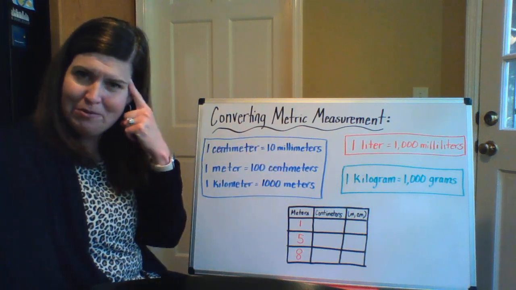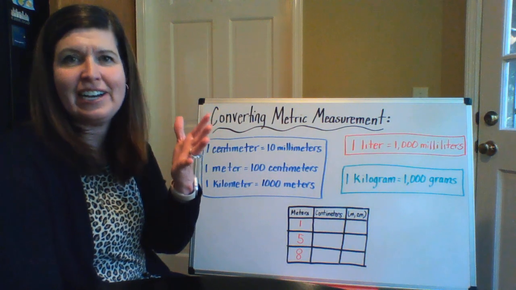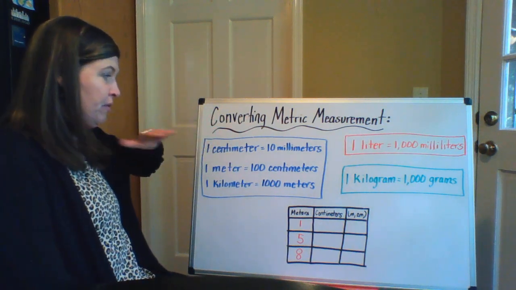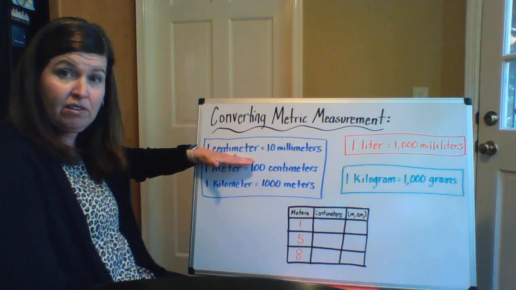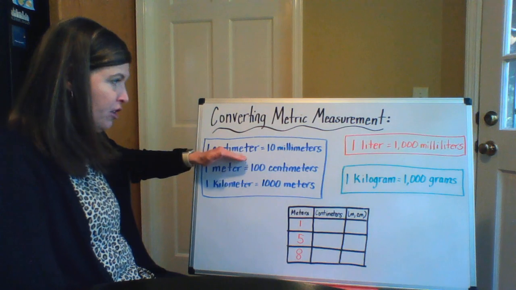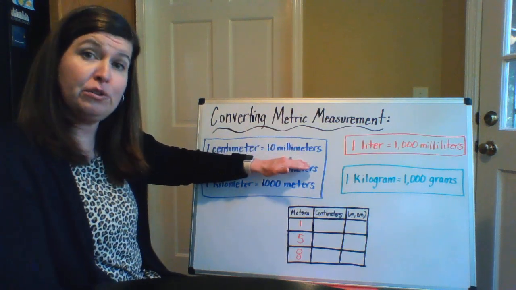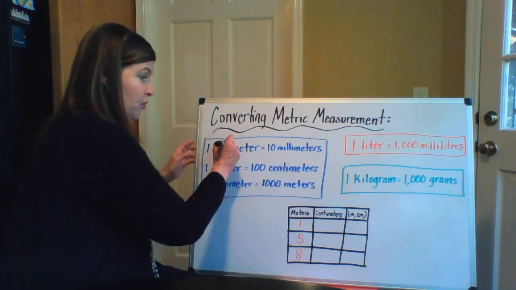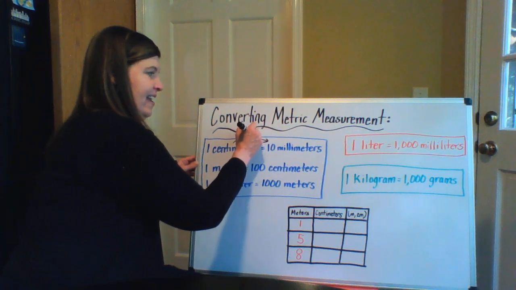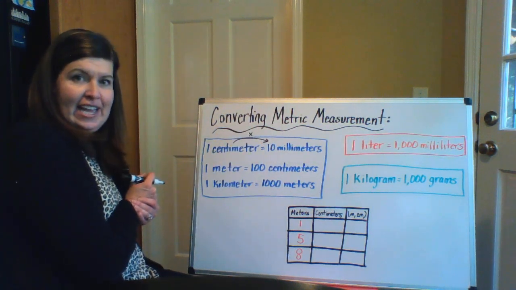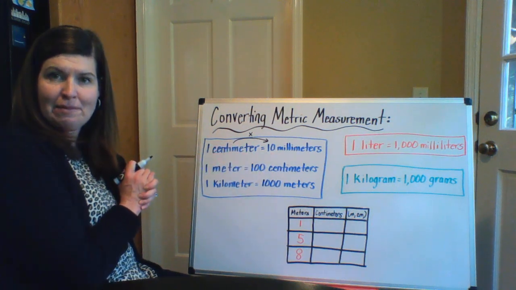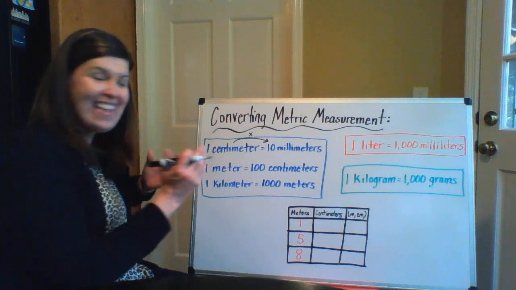Now, do you remember the rule that we learned with the customary system? With the customary system, we learned that when we're going from a bigger unit of measurement, the size of it is larger, to a smaller unit of measurement, we are going to multiply. Now this is where it gets easy. If I'm going from 1 to 10, I am multiplying by 10.